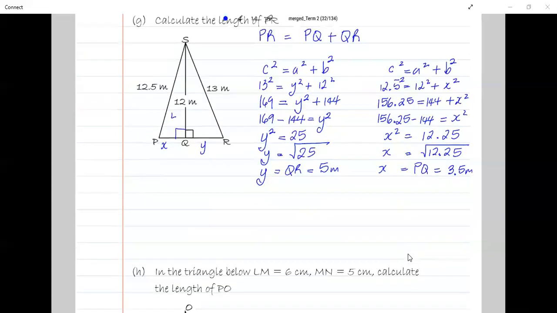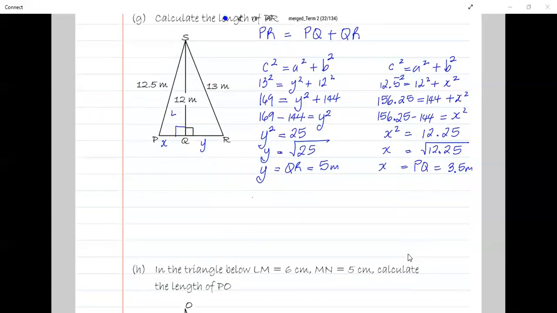So therefore, ladies and gentlemen, the length of PR is the length of PQ, which is 3.5, plus the length of QR, which is 5. PR is 8.5 meters. The length of PR is 8.5 meters.